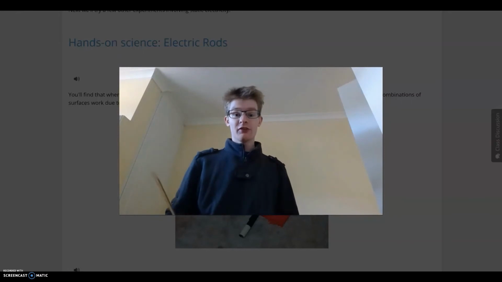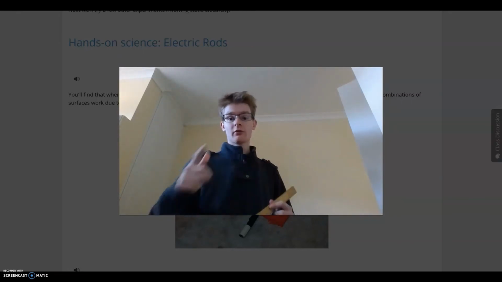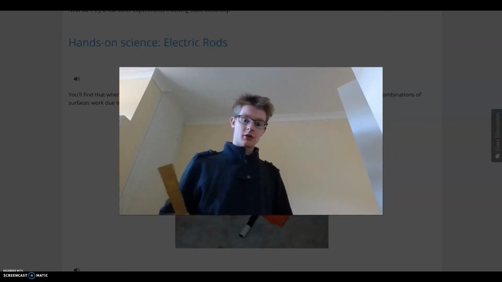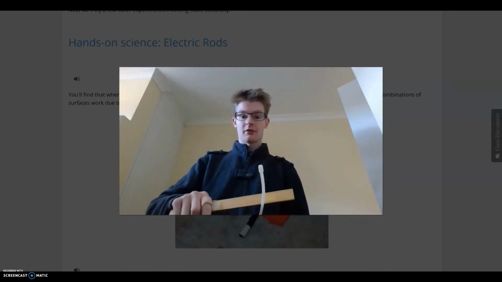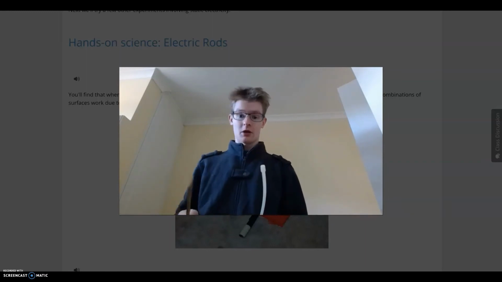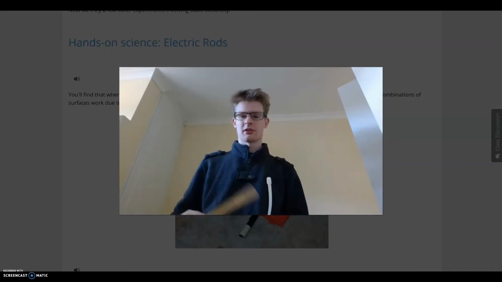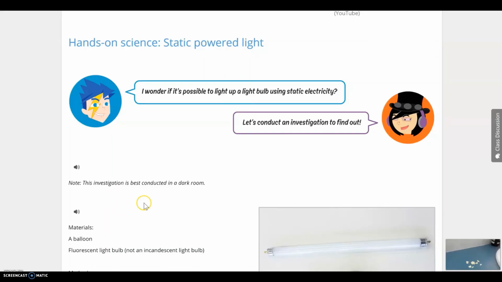Okay, for the first experiment, you're going to get your ebony rod, or whichever rod works out to be the one that does produce static electricity. You're going to get that rod, charge it up, and then see if it lights up the fluorescent light. So this is an experiment for those of you in class. Those of you at home can't really do this experiment unless you have a fluorescent light, which I don't really expect you guys to have. You can follow along with these different experiments here on the style page.